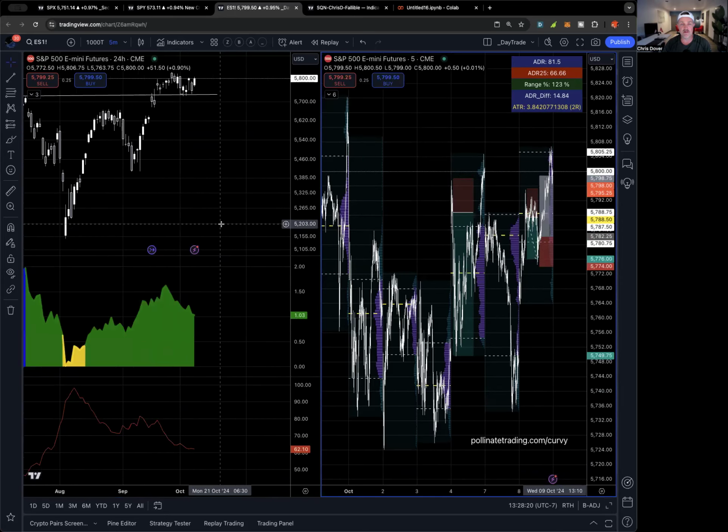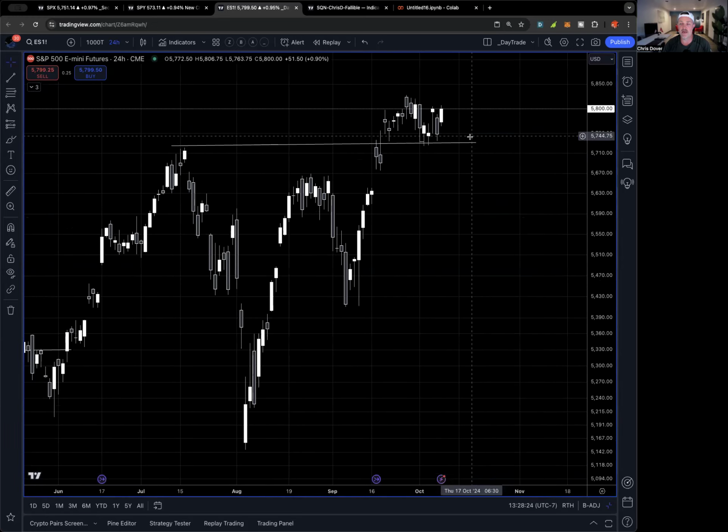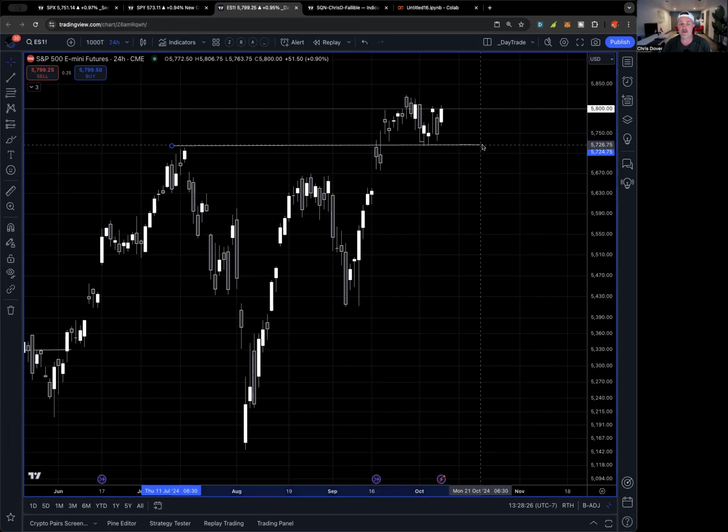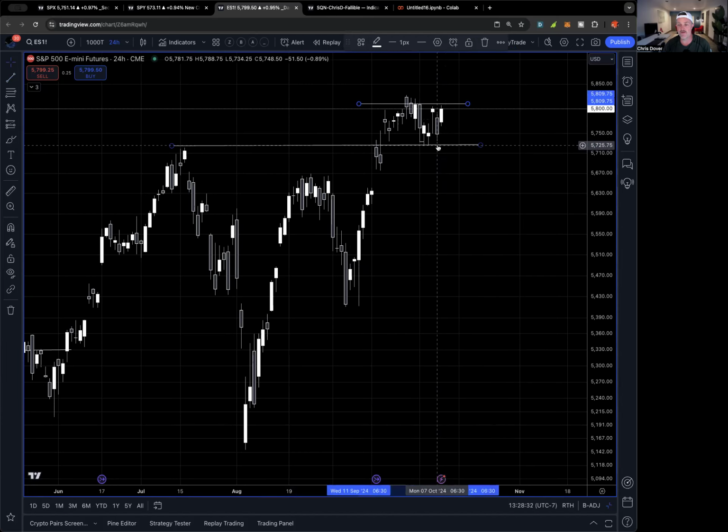I just want to make it clear here. You can look at this big daily chart here, and so there's our area right there. You can just say that we have pretty much 5,800 down to 5,725 or so. That's pretty much been the range that has been most respected.